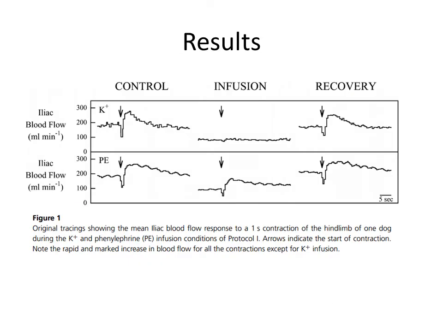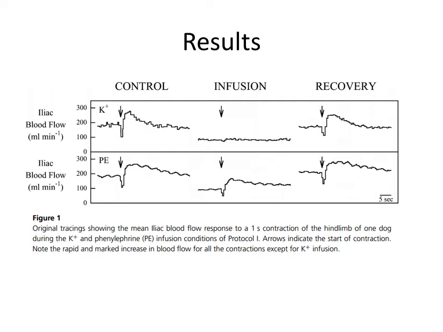Okay, so this is an original tracing of one of the dogs going through the protocol in which the blood flow is being measured directly. So as you can see, with the infusion of both potassium and phenylephrine, the baseline blood flow was lower than the control, or before the dogs received the infusion. We can see that the researchers' hypothesis looks like it may be confirmed.